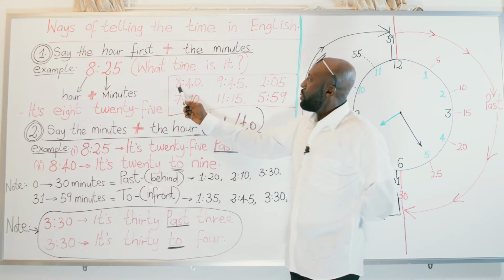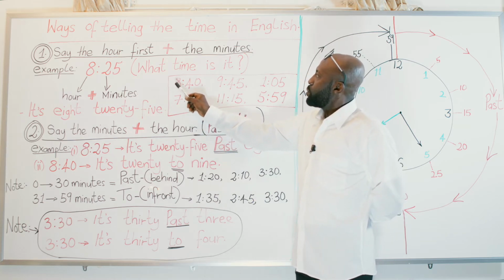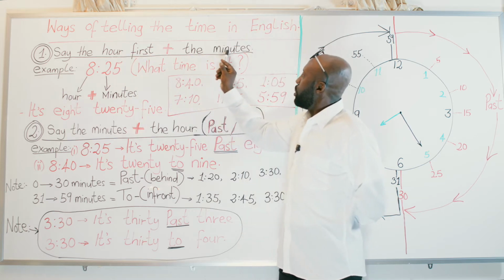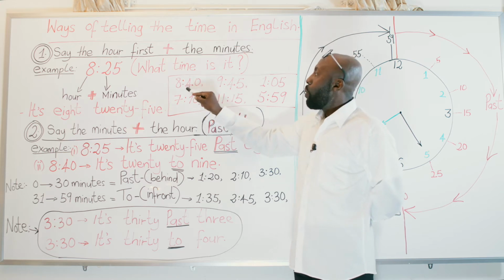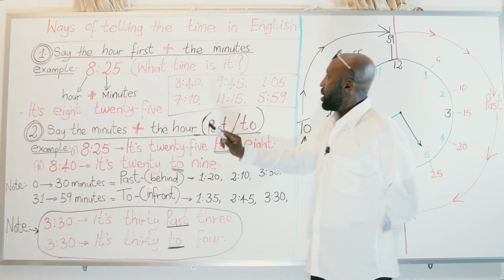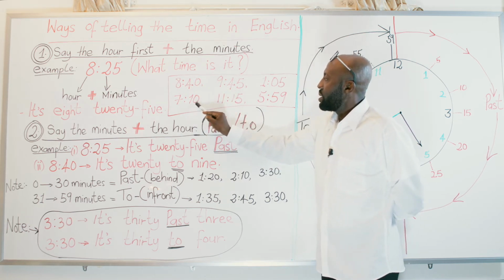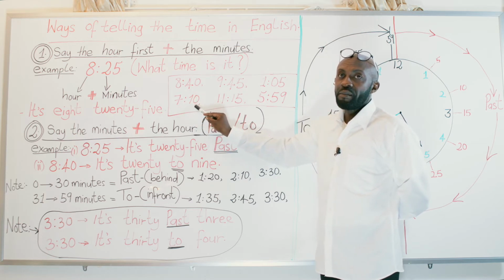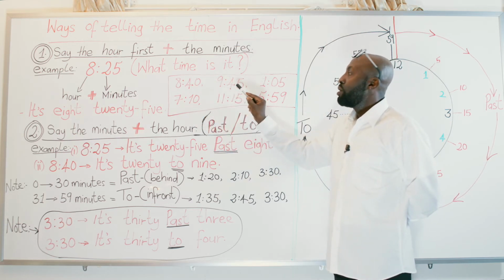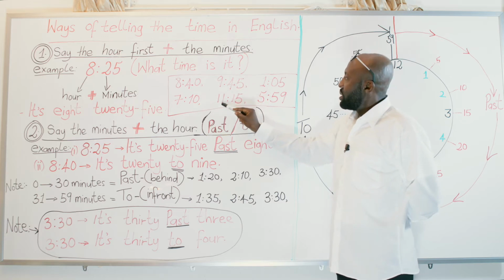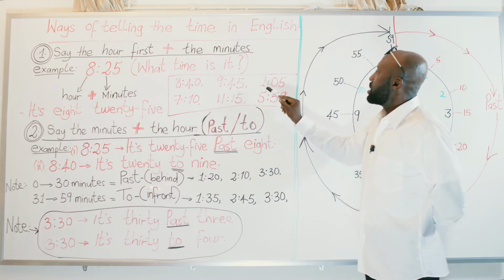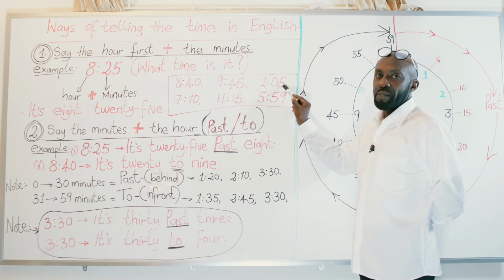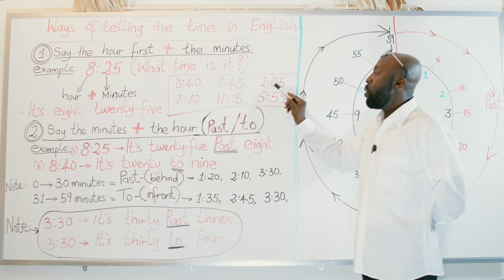Okay, if you have a time like this, you have to say the hour and the minute. The hour is 8, the minute is 40. So what time is it here? It's 8:40. Here 7:10. It's 7:10. Here it's 9:45. Here is 11:15. Here is 1:05. Don't say 1:5, just say 1:05.